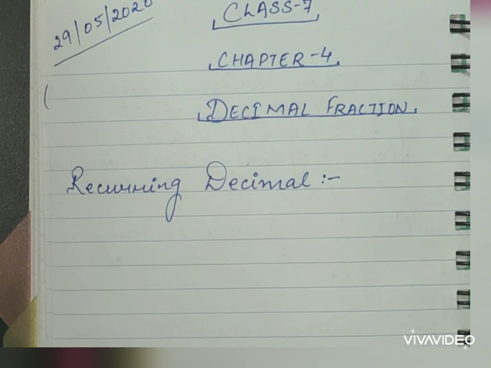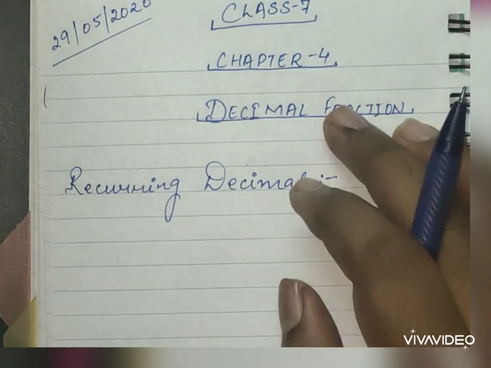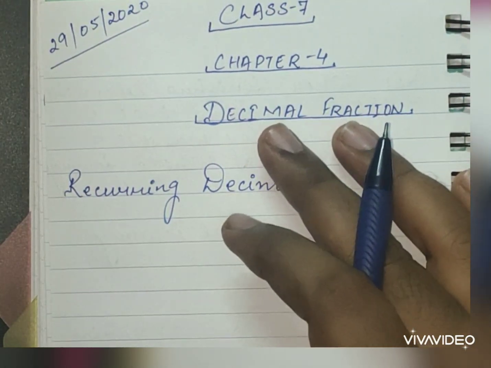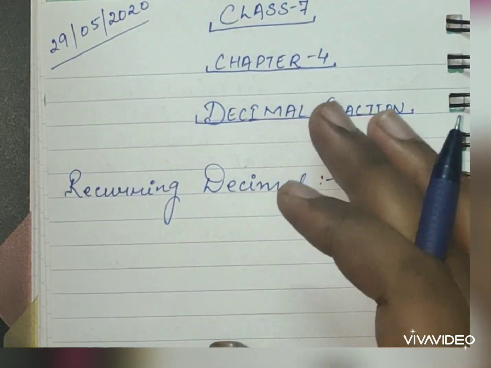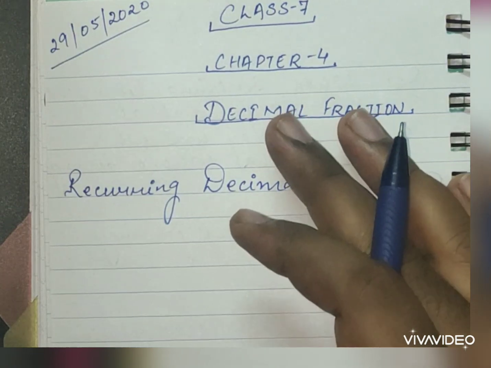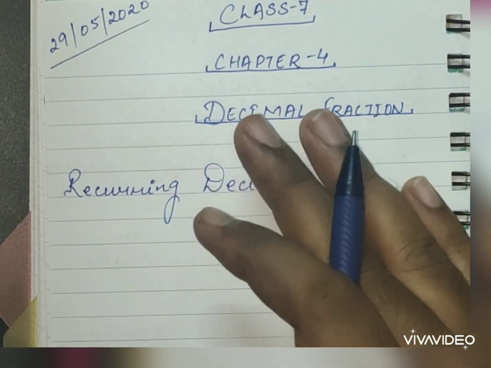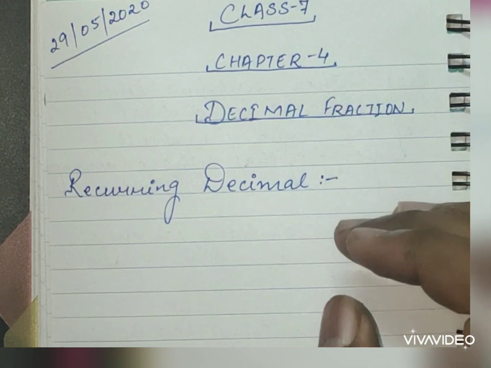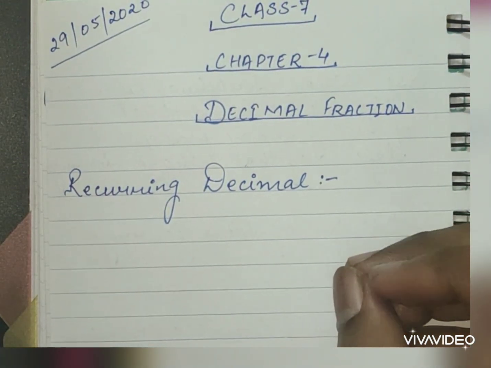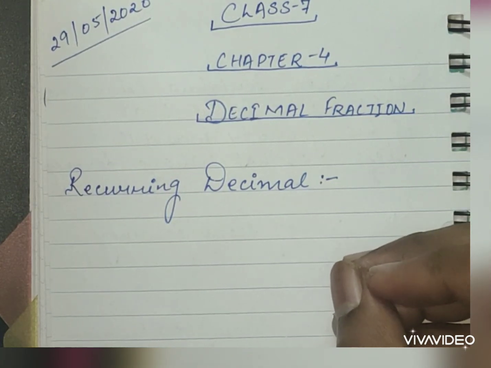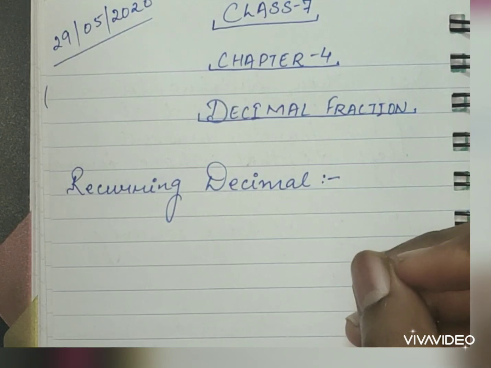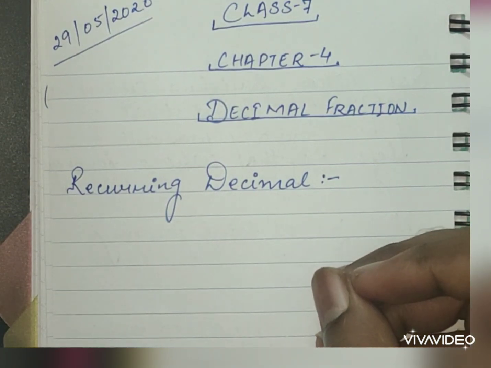Today we are going to see the recurring decimal. This is the third session of the decimal fraction. In the previous session, we have seen non-terminating and terminating decimals, and addition, subtraction, multiplication, and division of decimals. Today we will see what a recurring decimal is. Recurring decimal means that sometimes on performing division we see the remainder keep on repeating itself.